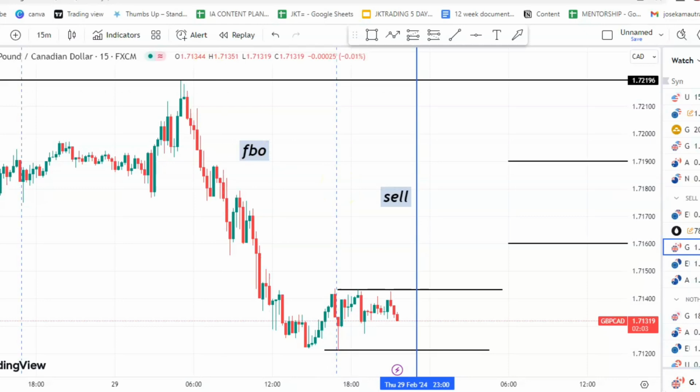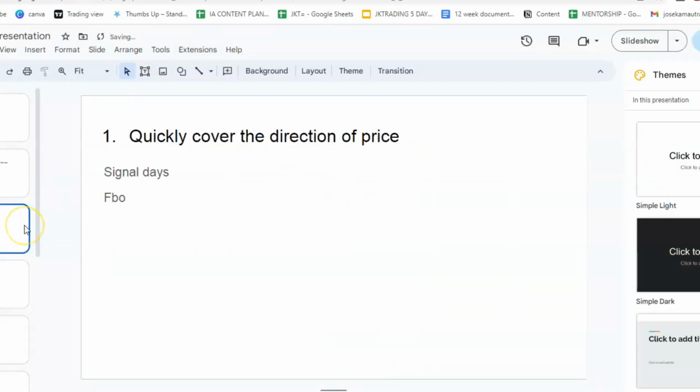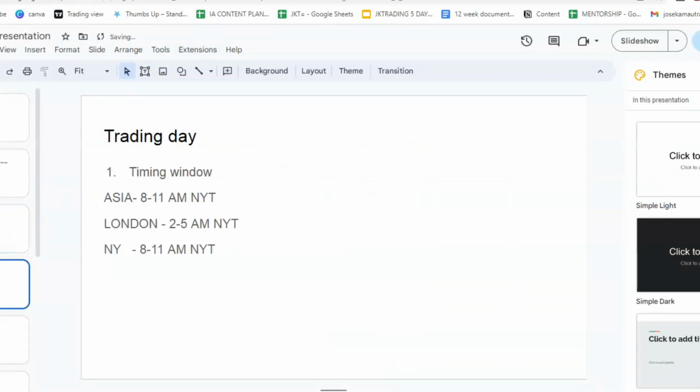Moving on to the entries. So on this trading day, what exactly am I looking for? Number one is timing window. What this means is that we come to trade in a specific session at a specific time.